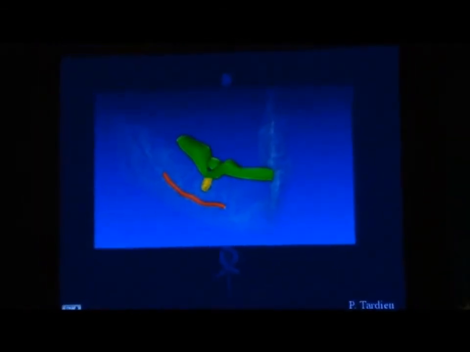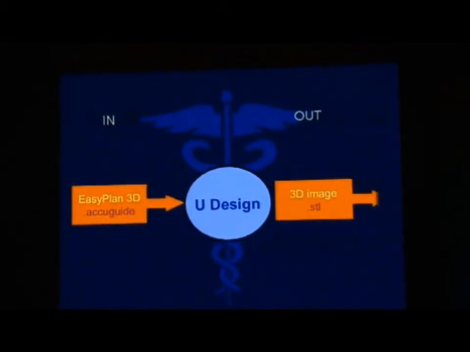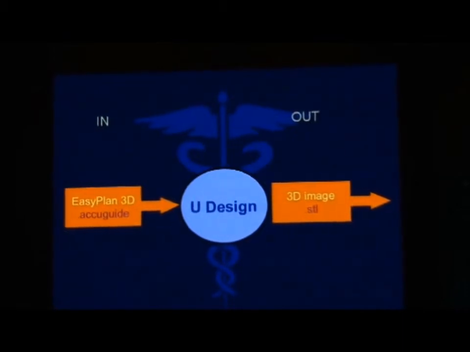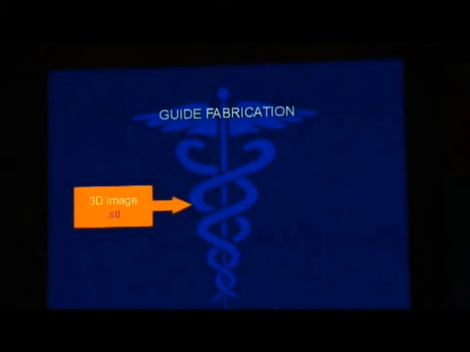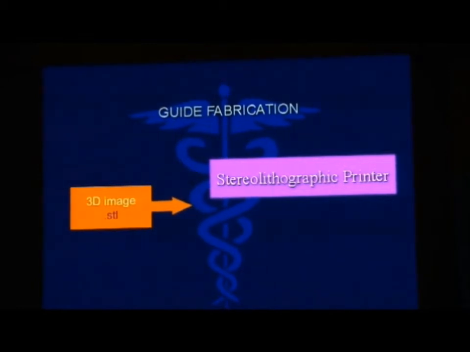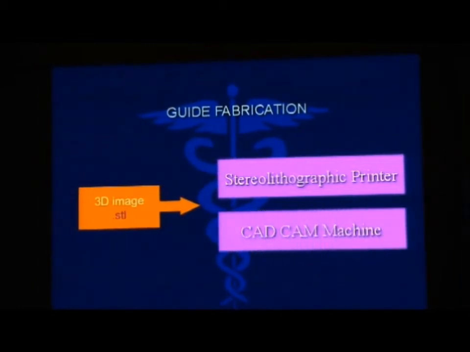And then we are going to use the guide to place the implant. So U-Design can export an STL file, and this STL file can be used by stereolithography to build up a surgical guide. This means building up the guide layer by layer, or can be used in a CAD/CAM machine. Whatever you want to use, you can use it based on an STL file.